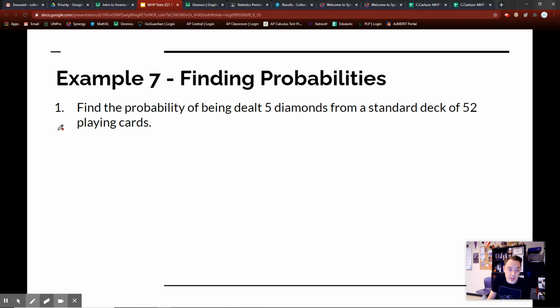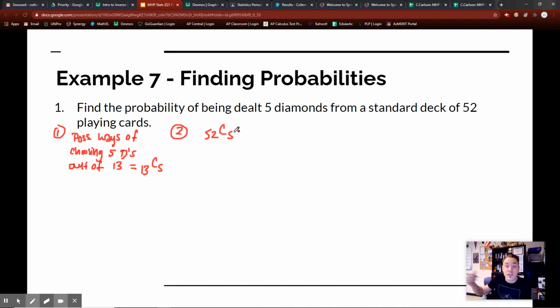If it's combinations, the first part I'm going to think of is the possible ways of choosing 5 diamonds out of the 13 diamonds that I have. What is that? That is literally 13C5. So I can choose 5 diamonds out of the 13 I already have. But there's a total here, and that's my second part. What's the actual total out of all of the cards, not just the diamonds? It is 52C5. Why? Because that's the possible ways of choosing just 5 cards in general, out of the total deck.